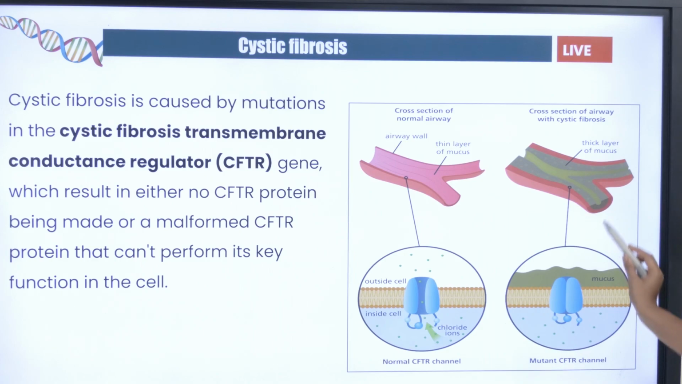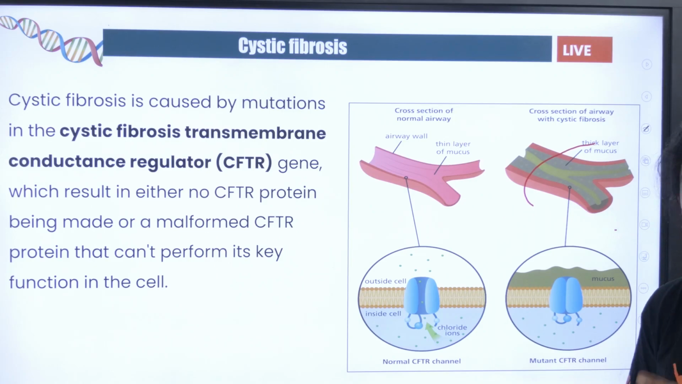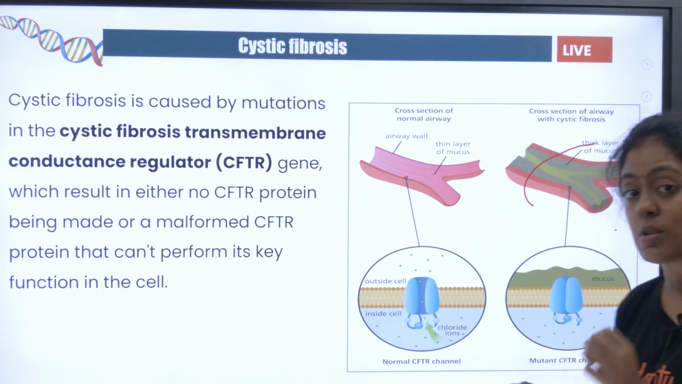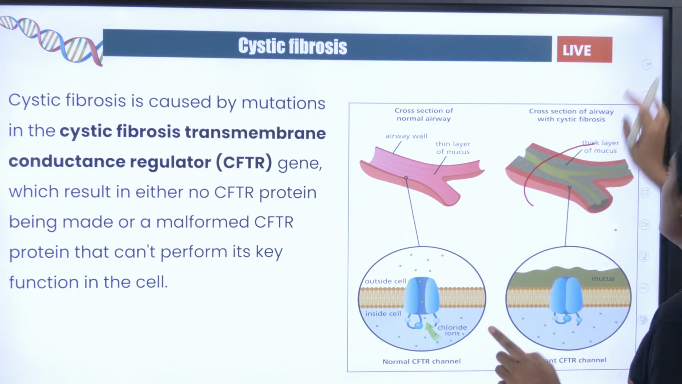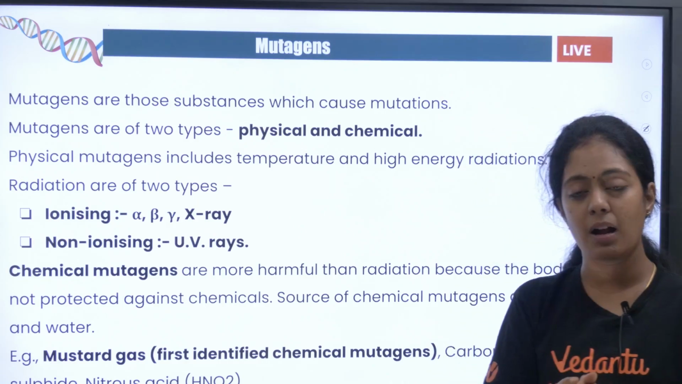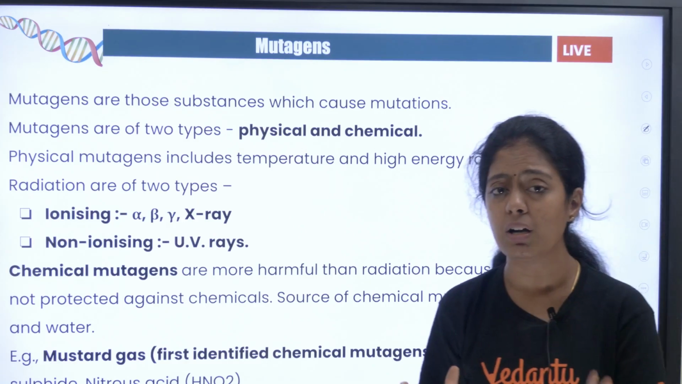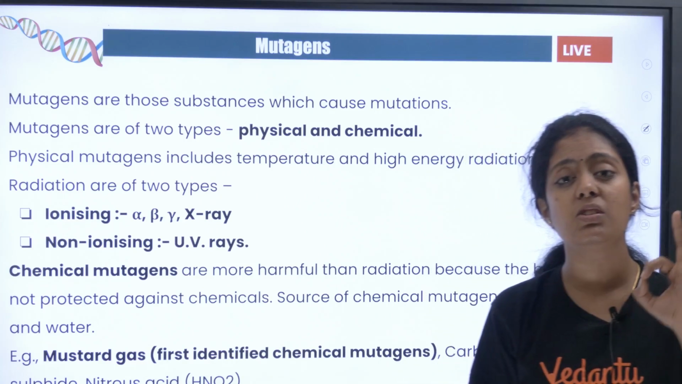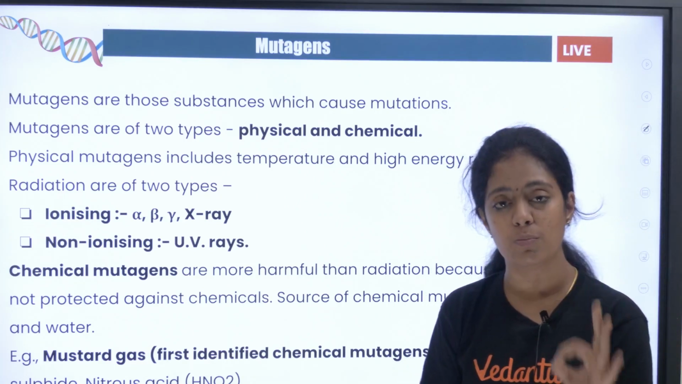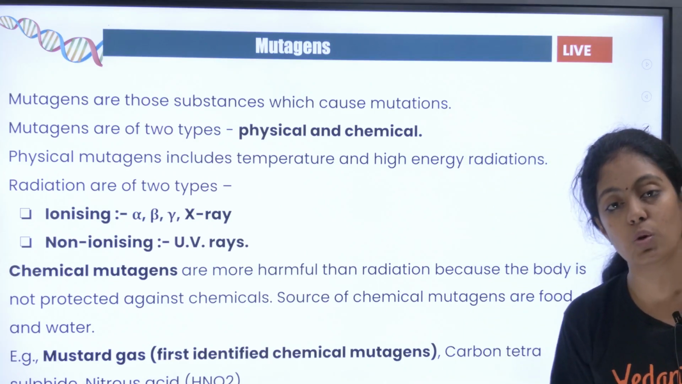அப்ப என்ன ஆகுது பசங்களா? The entire alveoli is filled with mucus. Okay, and they will find it very difficult to even breathe. Okay, so that is your cystic fibrosis, one of the examples for your frame shift mutation. இப்போ நம்ம mutagens பத்தி பார்க்கலாம். Mutagens na very important 3-mark question. Mutagens are those which cause mutations. The agents which bring about mutations are called as mutagens.